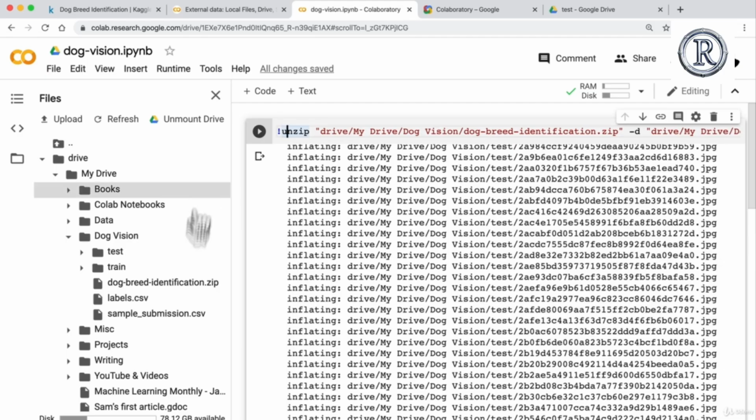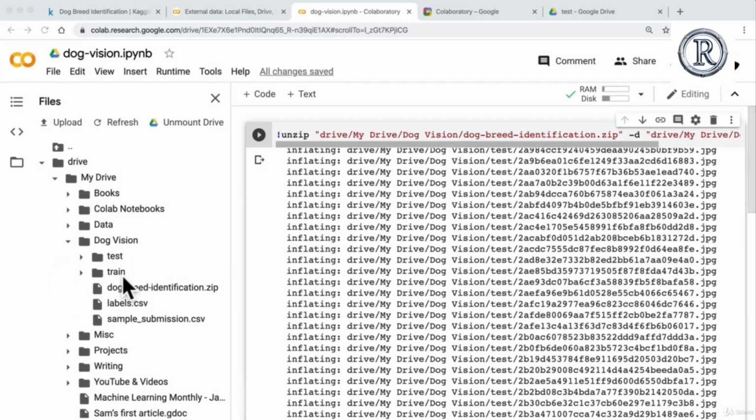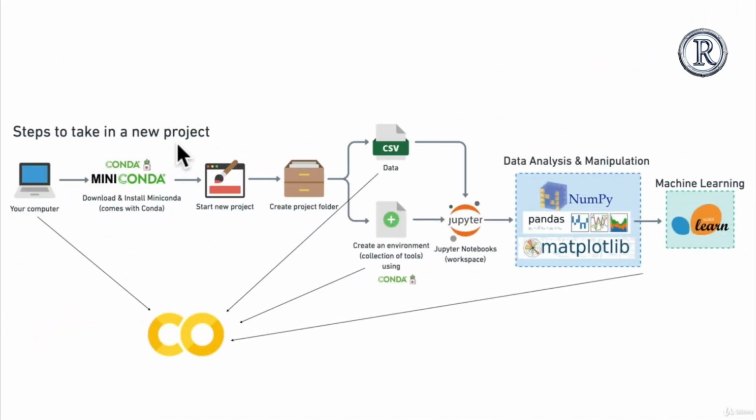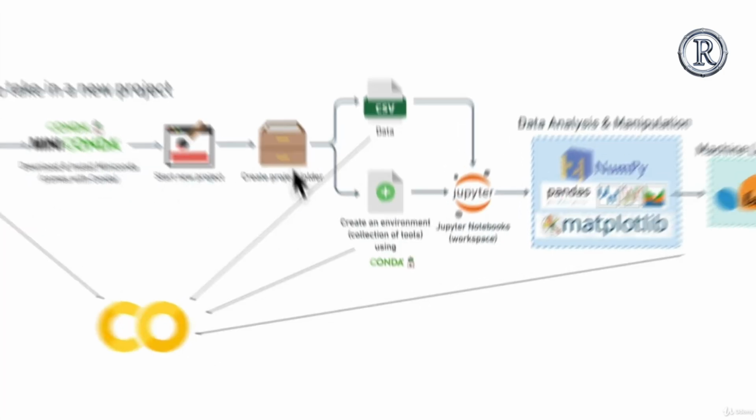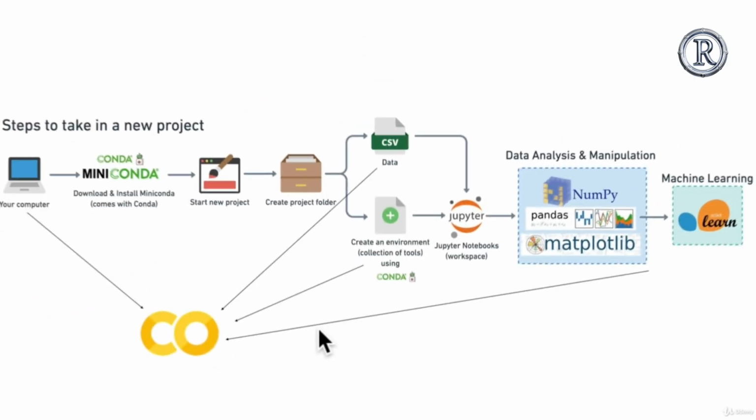So now that our data's in our Colab notebook, let's finish setting it up and getting it ready for this project. Now we've got our data ready in our Colab notebook and in Google Drive. Let's clean up our notebook and get it more set up towards the steps that we take in a new project. So we've got Colab, we've created a new project folder, and we've got our data in there. We actually don't really need to create an environment of tools because Colab already has a lot of them installed for us. Let's try to import some anyway.